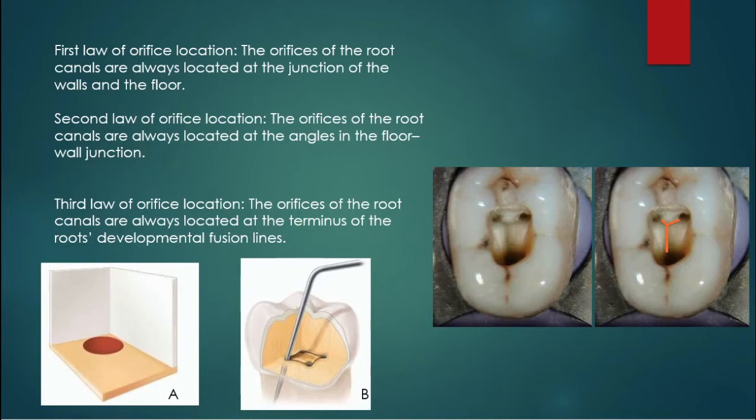The last law of orifice location is that the orifices of the root canals are always located at the terminus or at the end of the roots or developmental fusion lines. So we can see in the two photos the Y-shaped dark line. These are named developmental fusion lines, and we can see how the canals are located at the end of these lines. So these lines can help us to locate our orifices.